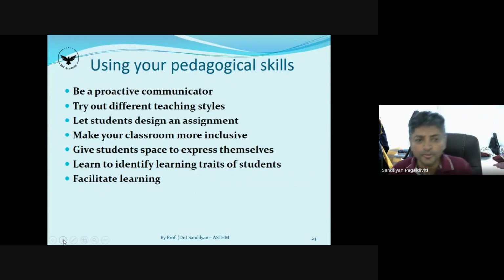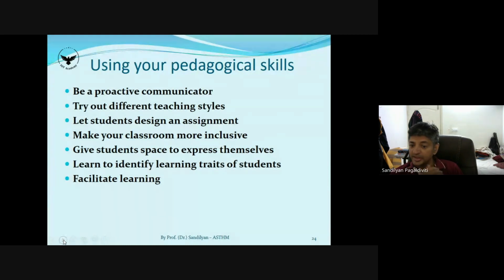How do you use your pedagogical skills? Don't wait for communication to come from somewhere else. Be proactive. Try out different teaching styles. Don't stick to lectures or demonstration or one. Try to be into that active learning zone. Bring in students to lead the sessions. Ask them to take over the class, become an observer, and highlight some additional inputs.